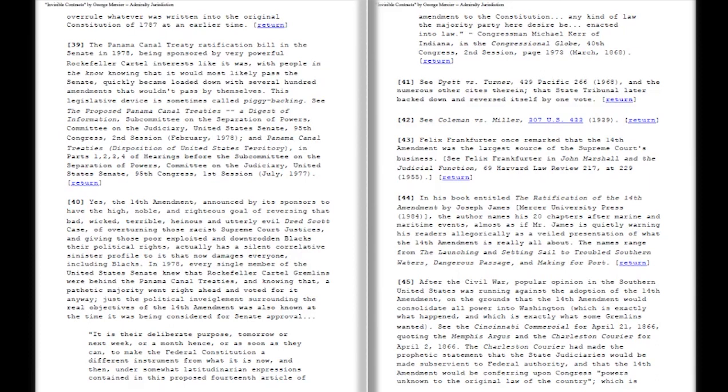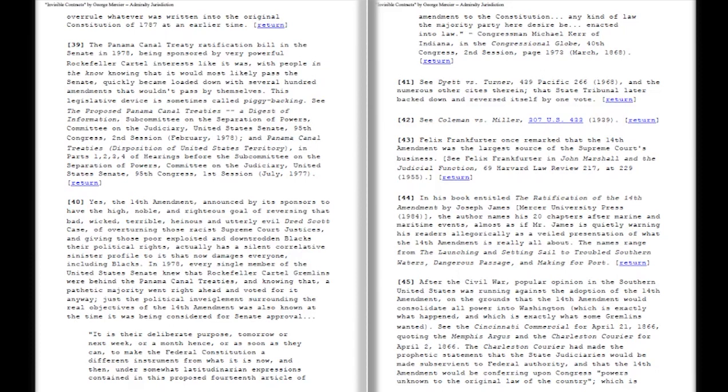It is their deliberate purpose, tomorrow or next week, or a month hence, or as soon as they can, to make the federal Constitution a different instrument from what it is now, and then, under somewhat latitudinarian expressions contained in this proposed 14th article of amendment to the Constitution, any kind of law the majority party here desire be enacted into law. Congressman Michael Kerr of Indiana, in the Congressional Globe, 40th Congress, 2nd Session, page 1973, March, 1868.